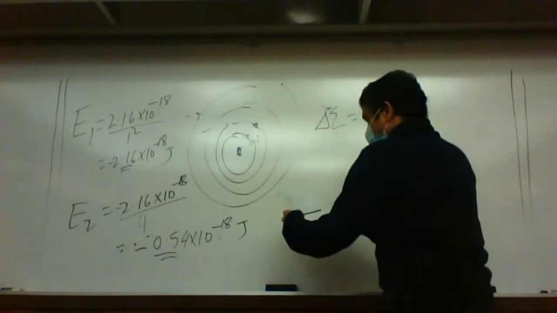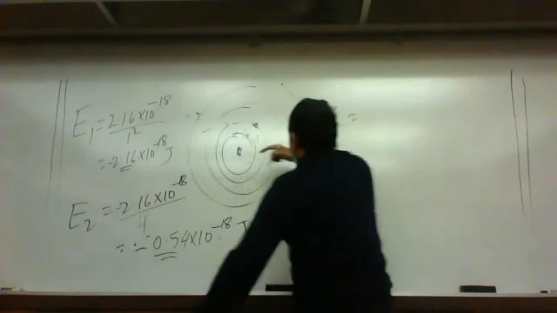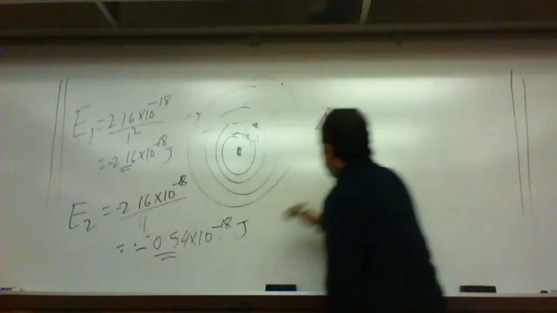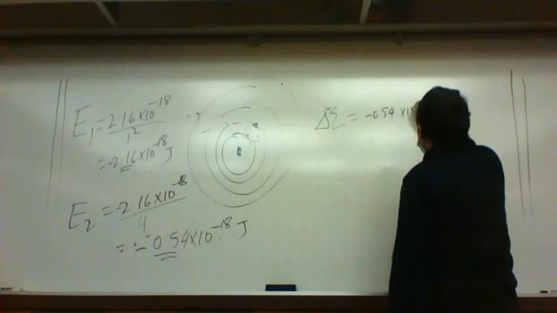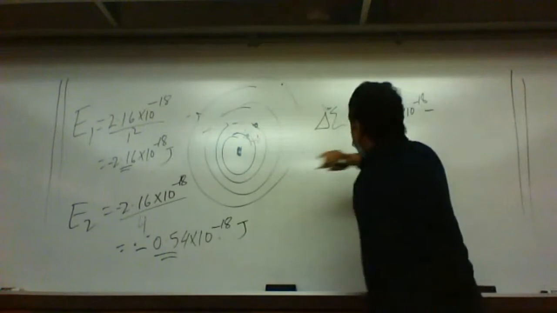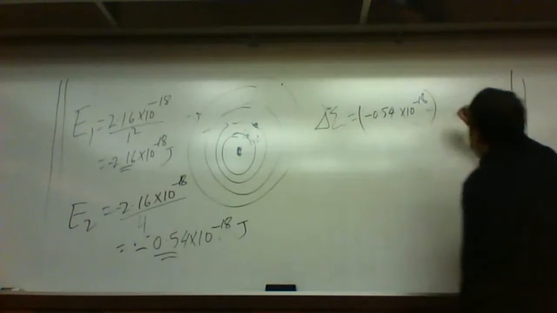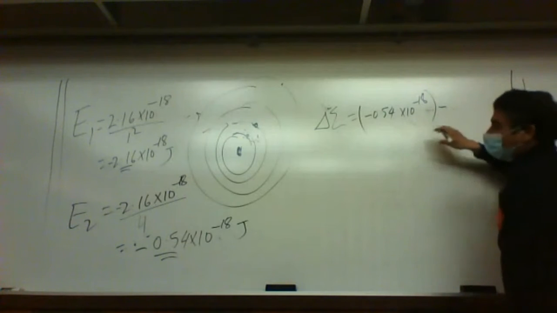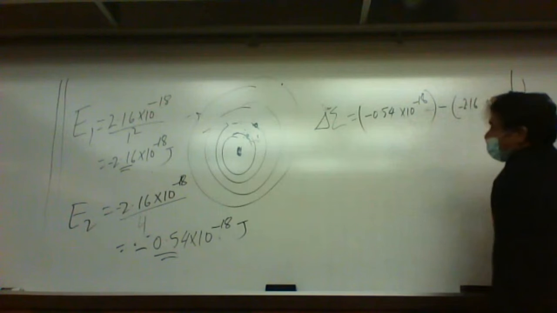So E2 minus E1. Let's put this bigger number first. E2 is minus 0.54 × 10 to the power minus 18. This is E2 minus the E1. So E1 is minus 2.16 × 10 to the power minus 18.